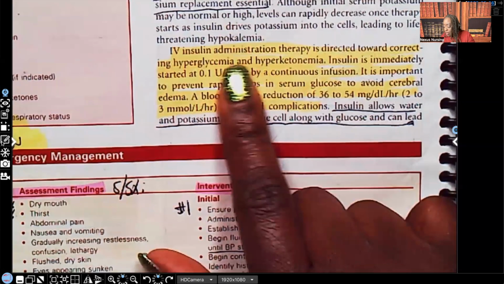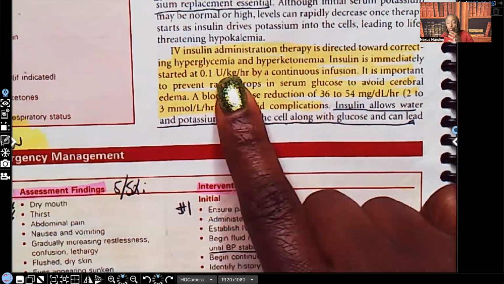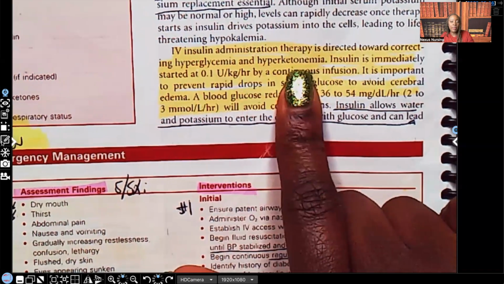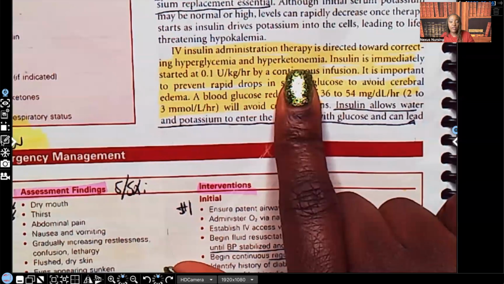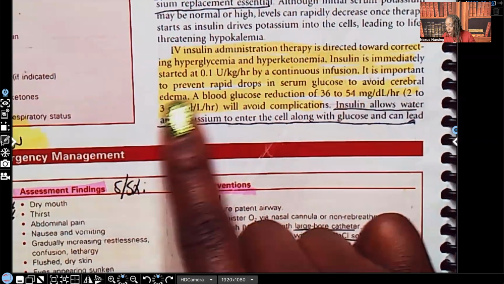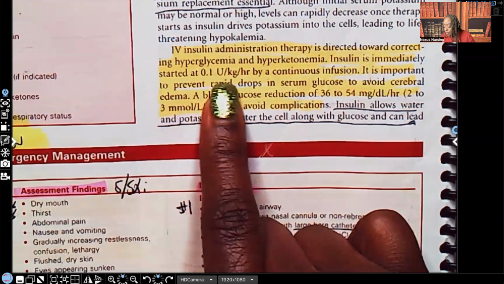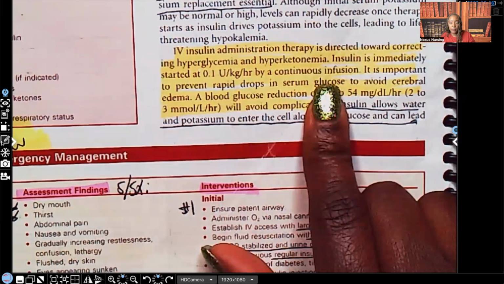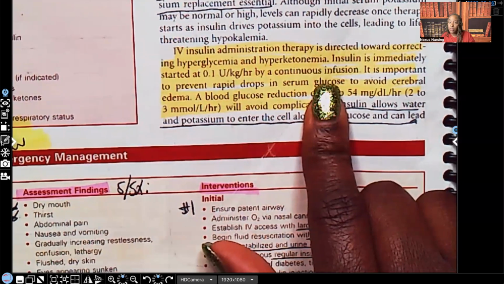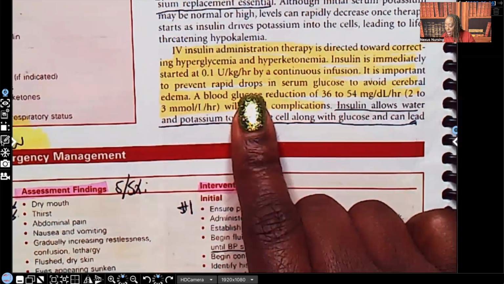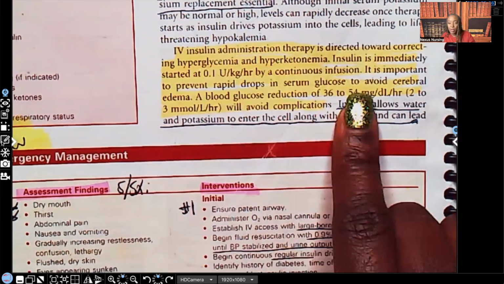IV insulin administration therapy is directed towards correcting the hyperglycemia and hyperketonemia. We're trying to get those ketones out of the bloodstream. Insulin is immediately started at 0.1 units per kilogram per hour by continuous infusion. And you better believe that infusion is going to be on a pump. It's important to prevent rapid drops in serum glucose to avoid cerebral edema.